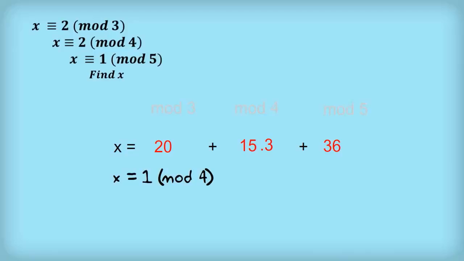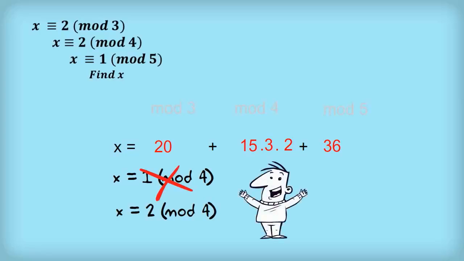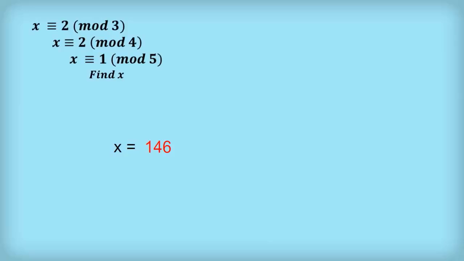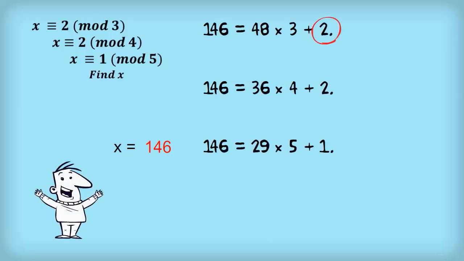Now if I zap X with mod 4, I'm going to get 1, but I want 2. So to fix this up, all we do is multiply the middle section by 2. Now X mod 4 will equal 2, and we're now done. If we now add all this up, we find that X equals 146. Sure enough, 146 is equivalent to 2 mod 3, 2 mod 4, and 1 mod 5, as we want. I'll leave you to check that this is correct.